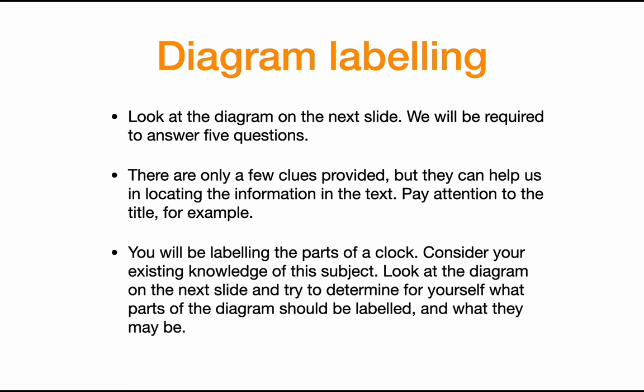Diagram labeling. Look at the diagram on the next slide. We will be required to answer 5 questions. There are only a few clues provided, but they can help us in locating the information in the text. Pay attention to the title. For example, you will be labeling the parts of a clock. Consider your existing knowledge of this subject. Look at the diagram on the next slide, and try to determine for yourself what parts of the diagram should be labeled, and what they may be.